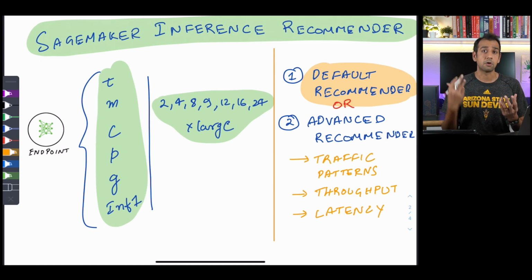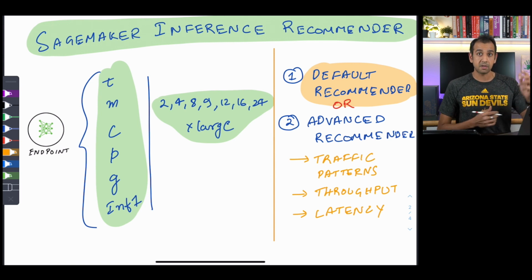Just give your model and your payload, submit a default recommendation job, and you'll get a table with results on the throughput, the latency, and the cost per inference. Then you can pick the best instance for your model.